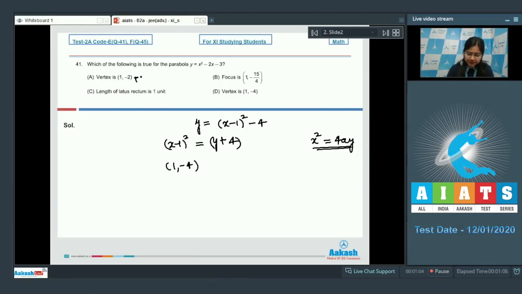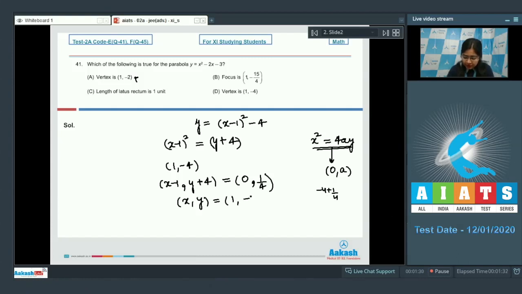So this is incorrect. Focus here is 0 comma a. So here we will say x minus 1 comma y plus 4 is equal to 0 comma a. A here is 1 by 4. So x comma y is equal to 1 comma minus 4 plus 1 by 4, that will be minus 15 by 4. So option number B is correct. Focus is 1 comma minus 15 by 4.